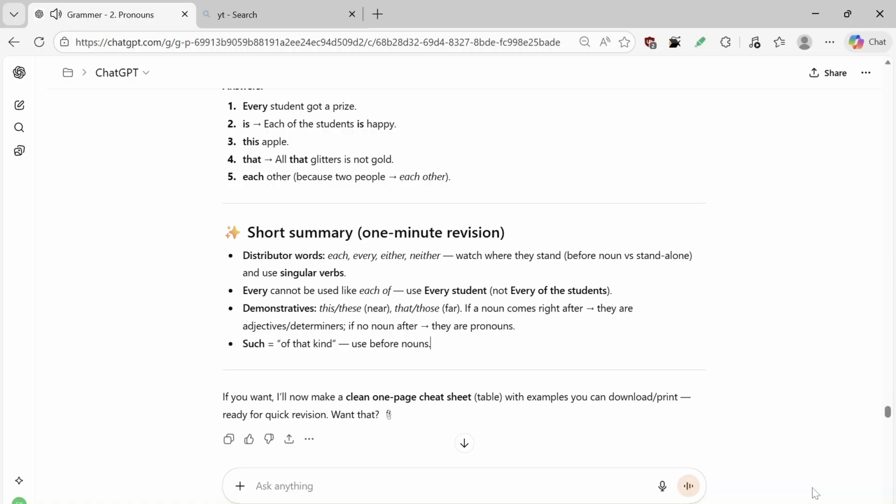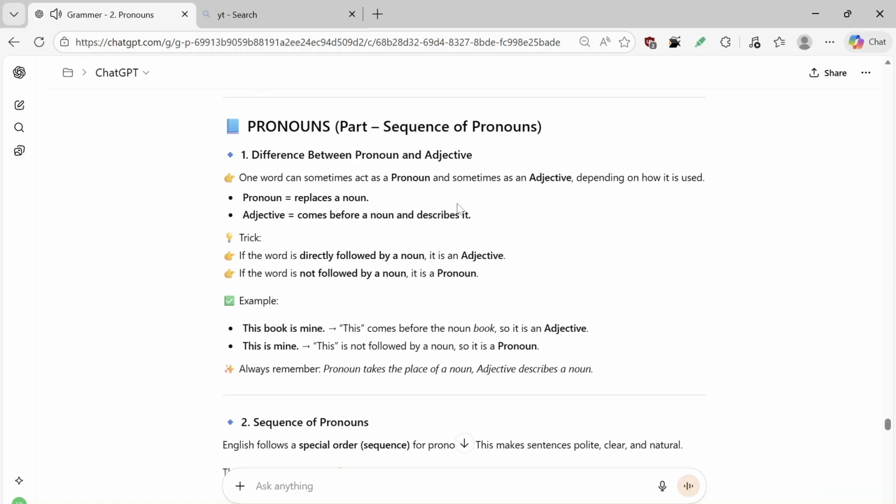Demonstratives: this, these are near; that, those are far. If a noun comes right after, they are adjectives, or determiners. If no noun comes after, they are pronouns. Such equals of that kind; use it before nouns. If you want, I'll now make a clean one-page cheat sheet and a clean structure so you don't get confused. Let's go step by step.